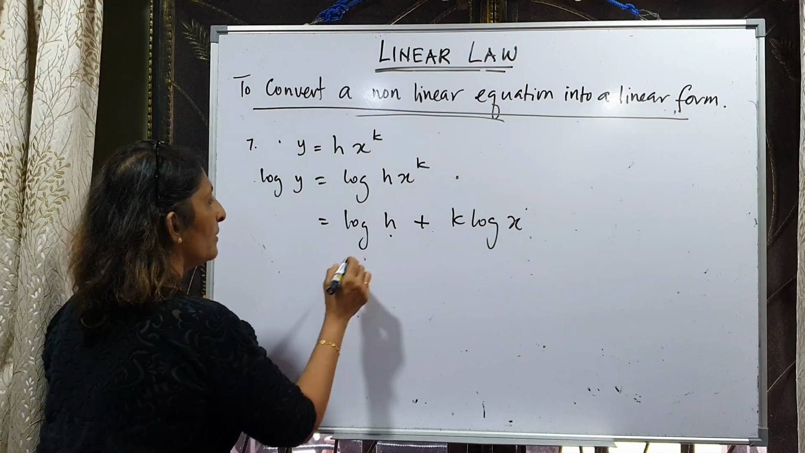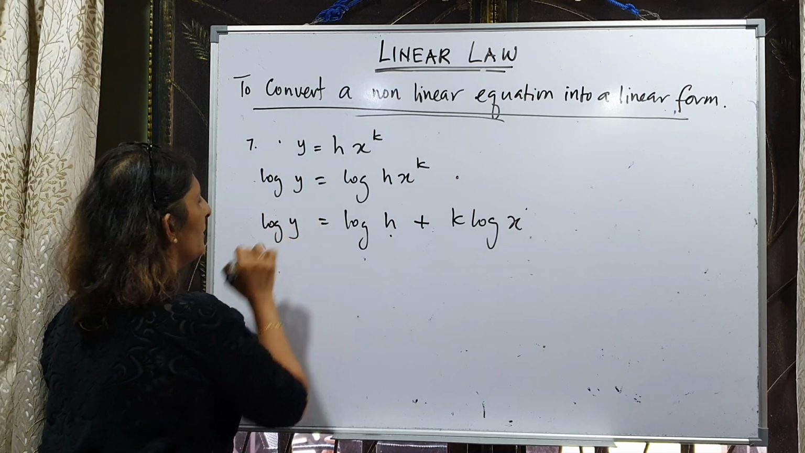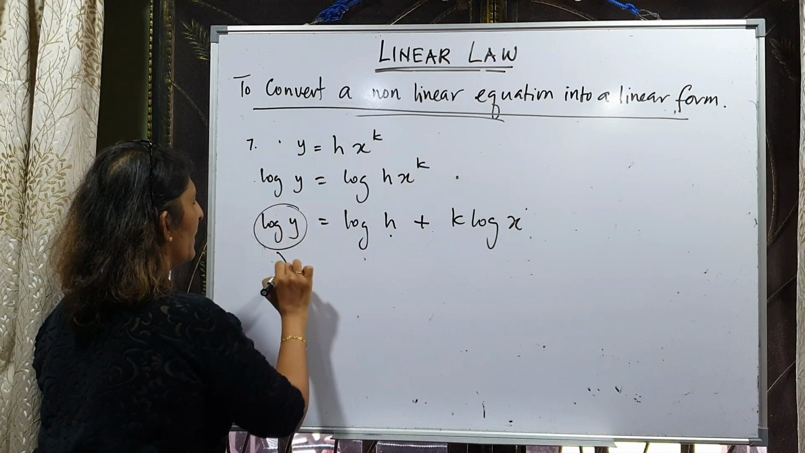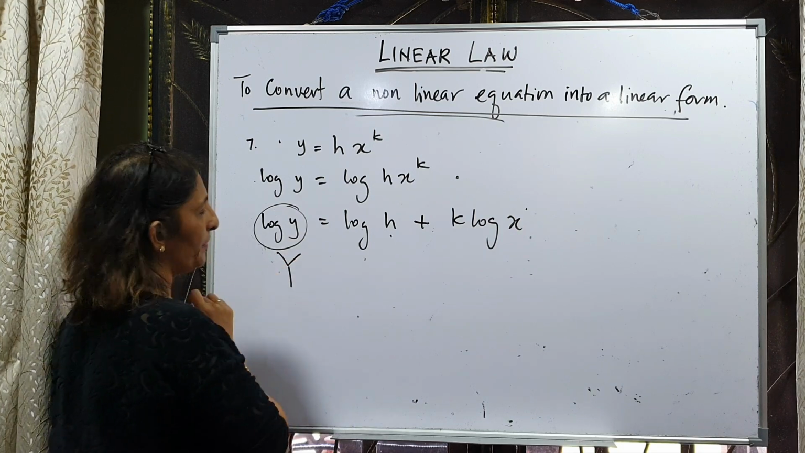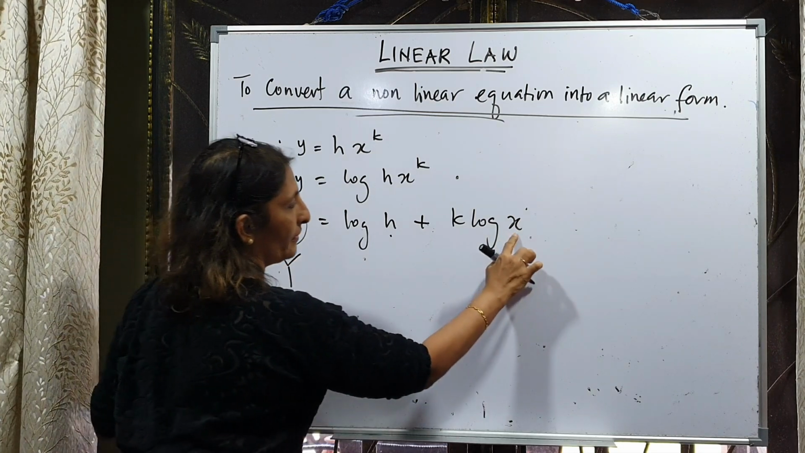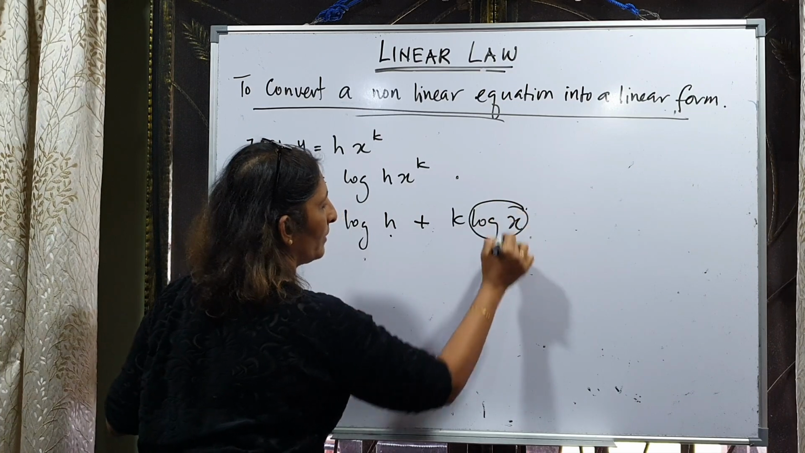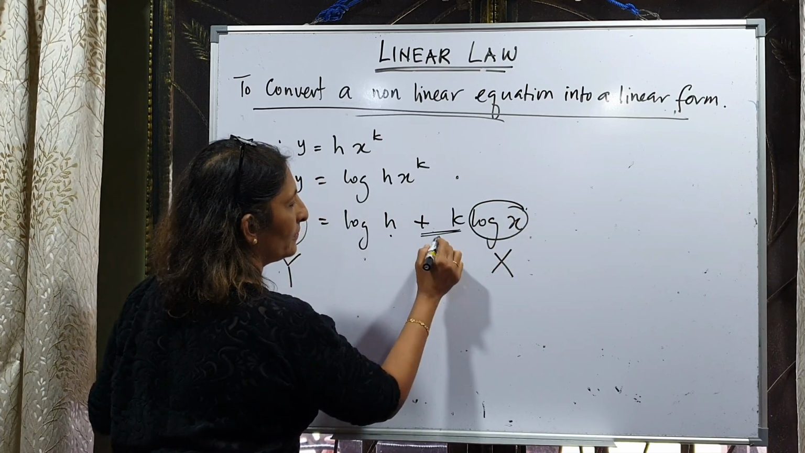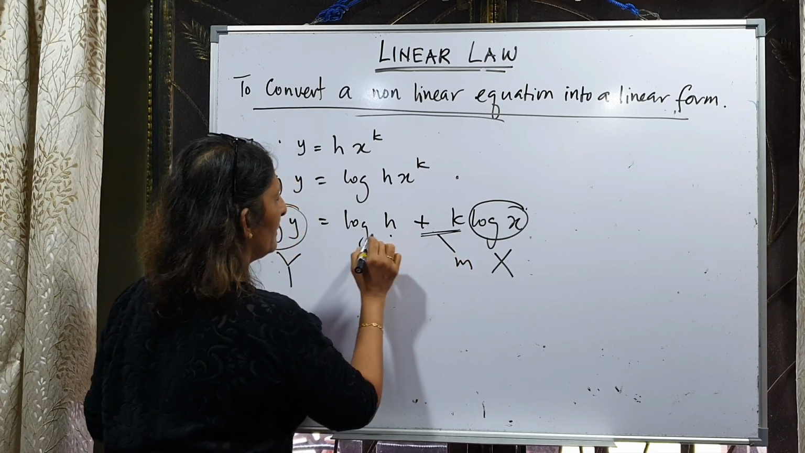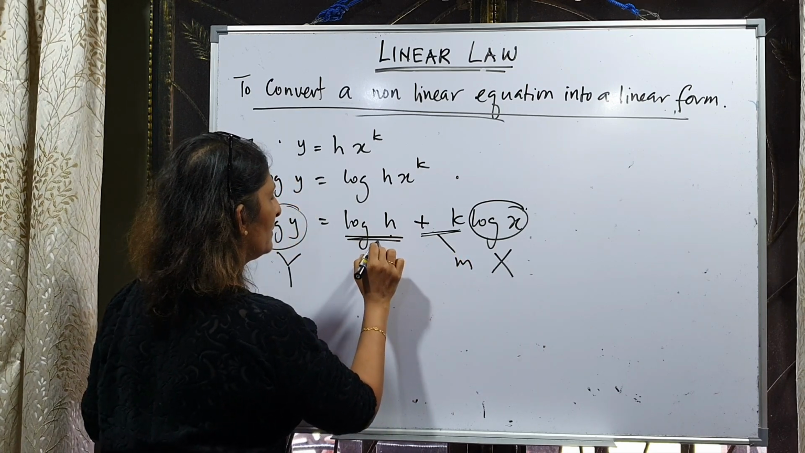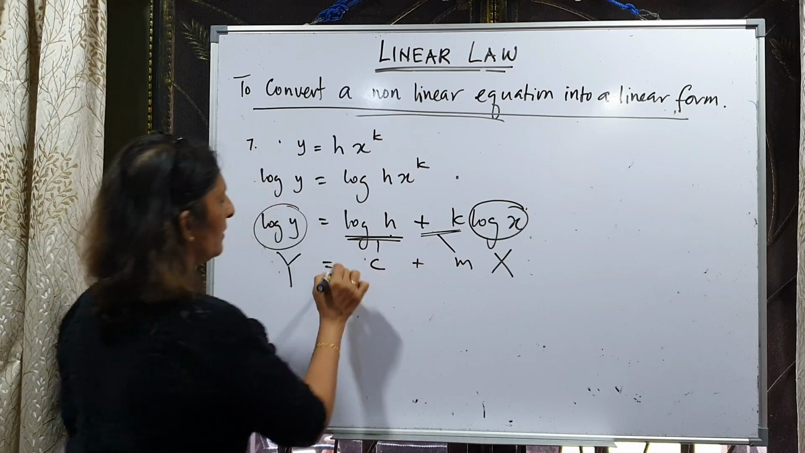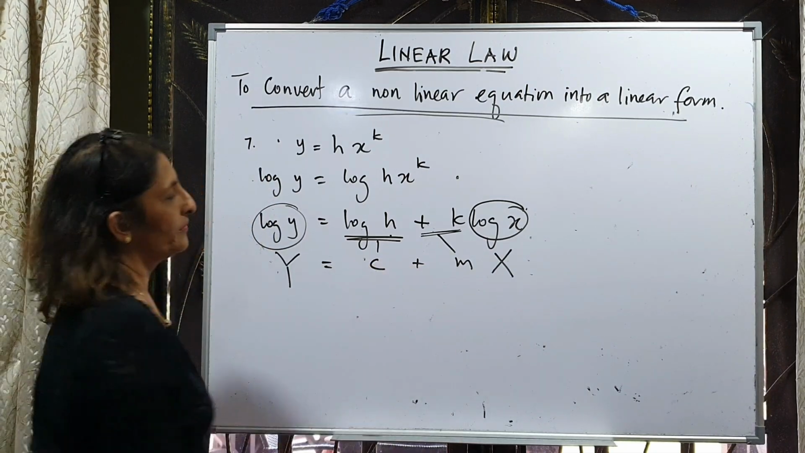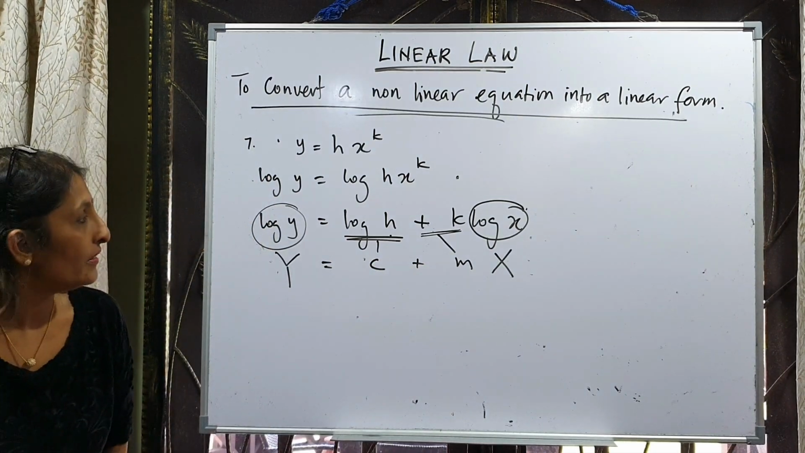Okay, so that's done. Now we can identify capital Y. Where's your capital X? Here, right? So log x is your capital X. Therefore, this one is your M, and this will be your C. Y equals mx plus c. Easy? You get it?